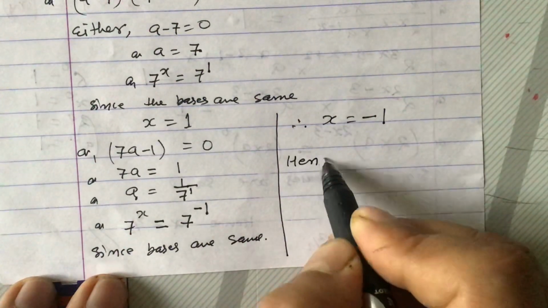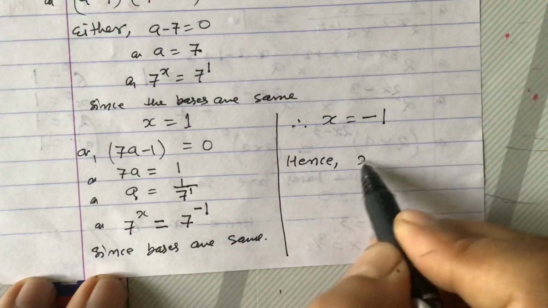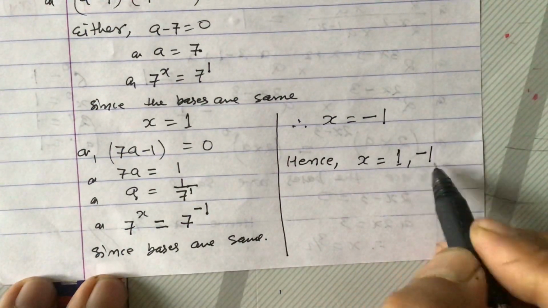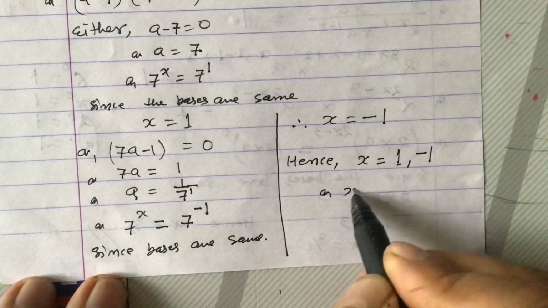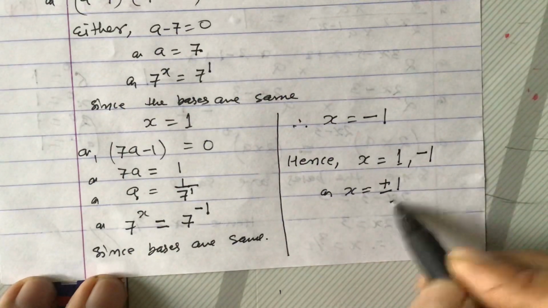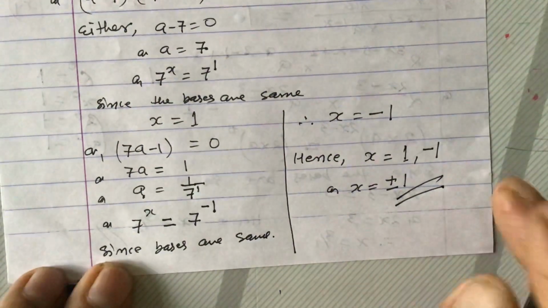Hence, now conclusion you have to write like this. Hence, x equals to, one value is 1, another value is minus 1. You can write like this also, x equals to plus minus 1. You can write like this also. So two values of x we got in this type of question.